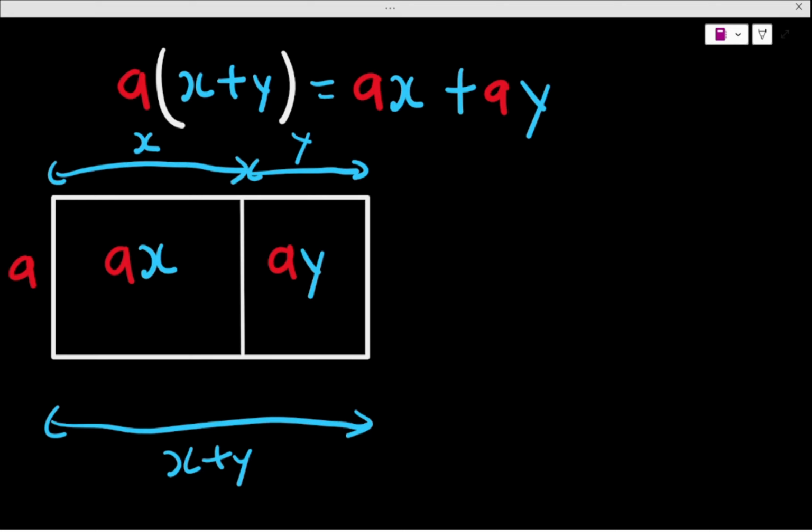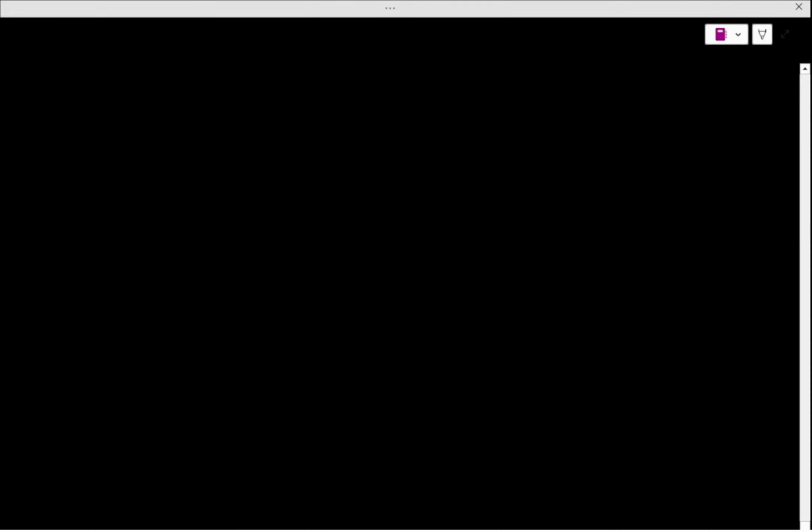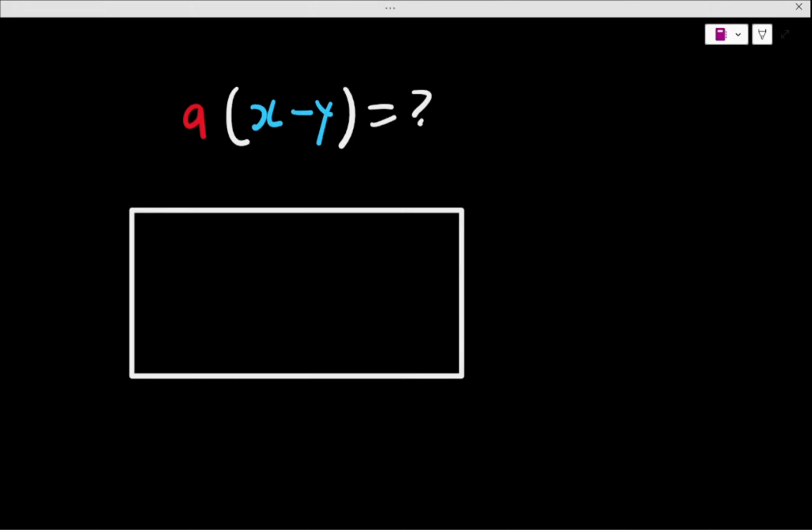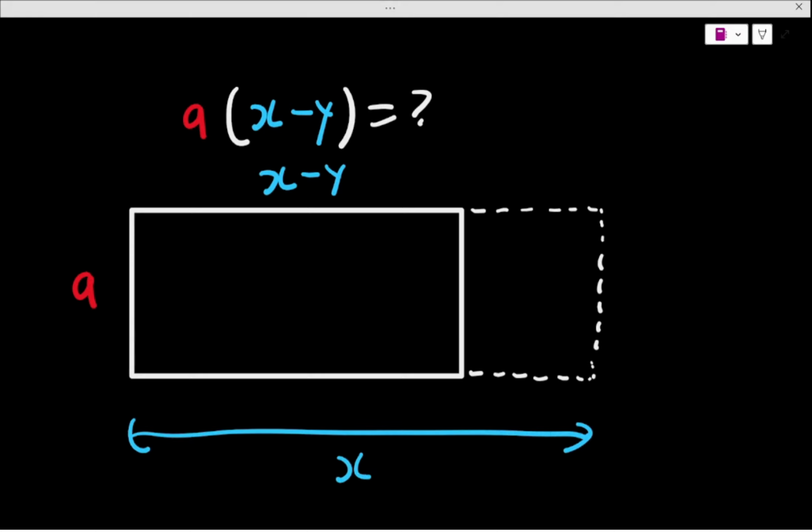Okay, so how about let's try something else. What happens when we have a times x minus y? What would this be equal to? Well, same thing. Let's draw a rectangle. This side, the breadth, is going to be a, while this side is going to be x minus y. Let's extend the rectangle. Let this whole length be x, while this length right here is y.